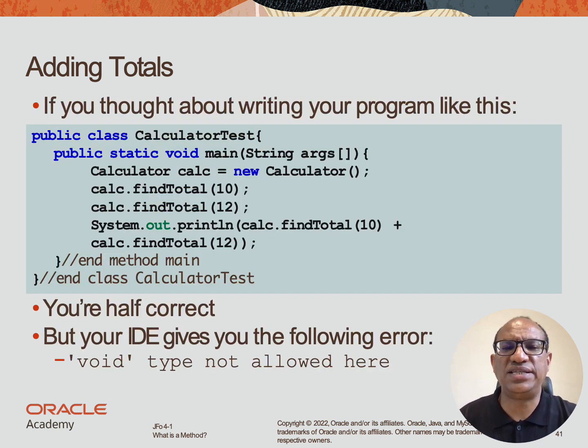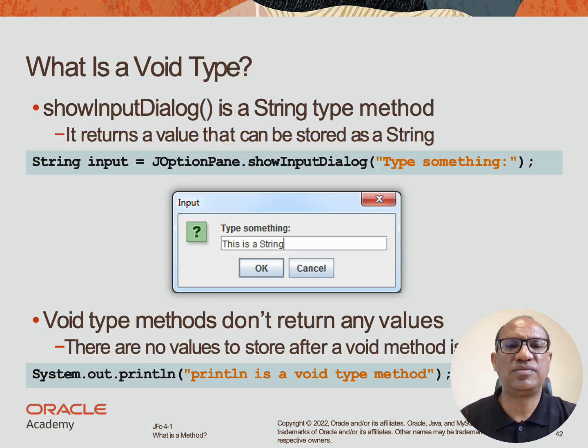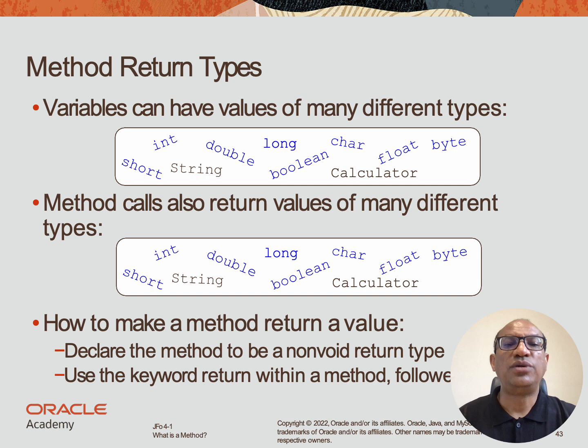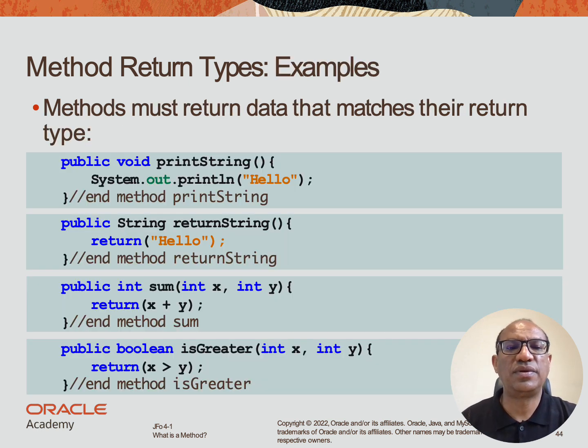If you write the code as in the slide, you are partly correct, but Java throws an error. Methods like showInputDialog return a value you can store, like a string. If you want to use a method's results, it can't be void. To return a value, change your method from void to a return type, like double, and use the return keyword to send the value back to the calling method. Void methods don't need a return statement. Void methods are incapable of returning a value in Java, although they can have a return statement.